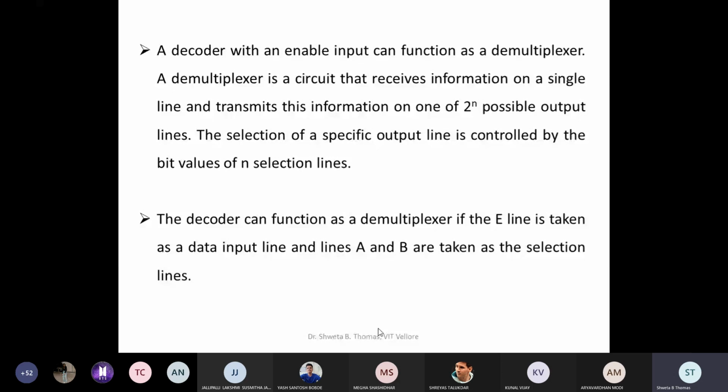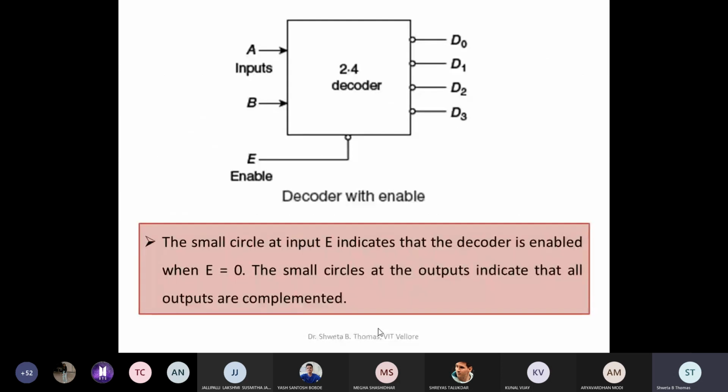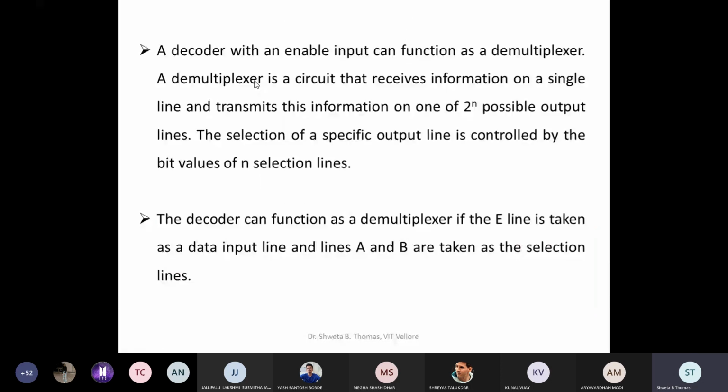Now, a decoder with an enable input can function as a demultiplexer. So a demultiplexer is a circuit that receives information on a single line. So what we will do, this input and enable we will change. This input we will give as information, and this enable place we will put selection line. Selection means which one we are selecting, 0 0, 0 1, 1 0, 1 1. So this selection line will change, and this will be your input, you can say.